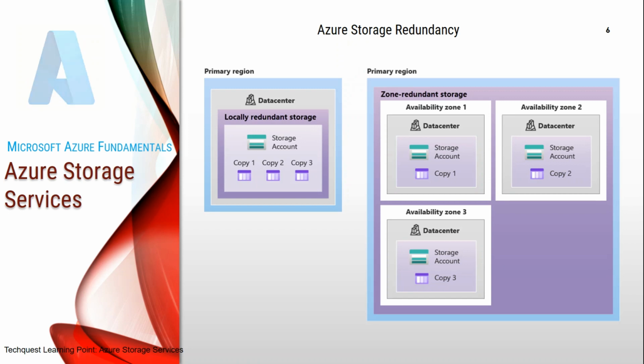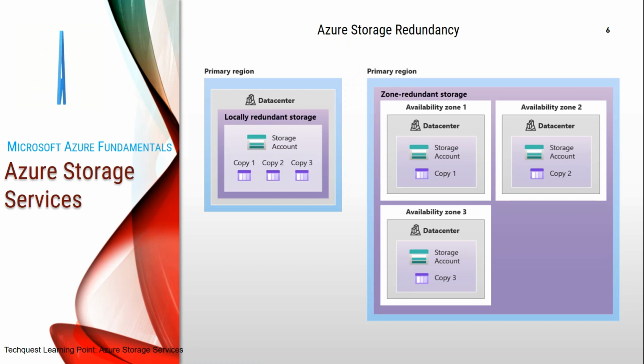However, if a disaster such as fire or flooding occurs within the data center, all replicas of the storage account using LRS may be lost or unrecoverable. To mitigate this risk, Microsoft recommends using Zone Redundant Storage (ZRS), Geo Redundant Storage (GRS), or Geo Zone Redundant Storage (GZRS).